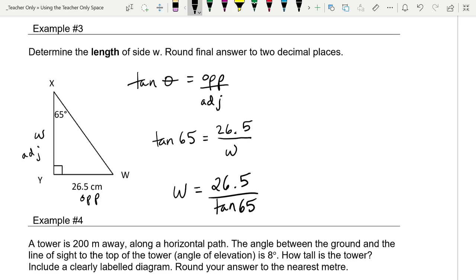Now don't get fooled by your own calculator. I'm going to fool myself with my calculator. Watch me carefully. Guys at home, pretend you're watching me carefully. I type in 26.5, divide by tan 65. Oh, my screen changed. The answer is 2.1. No, it isn't. What have I not done yet?